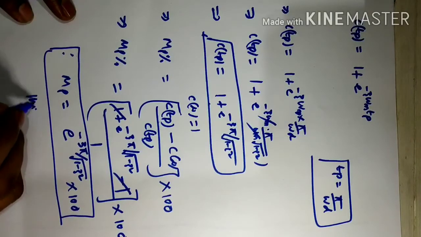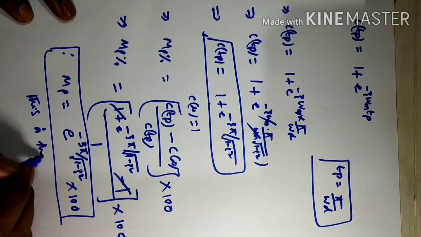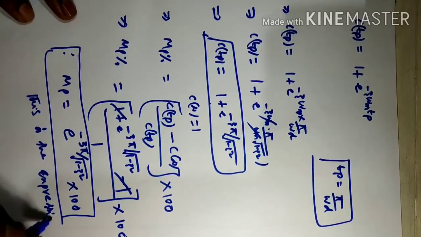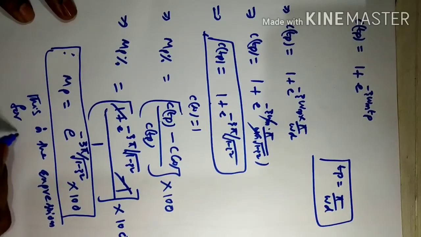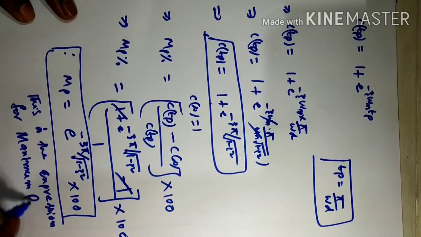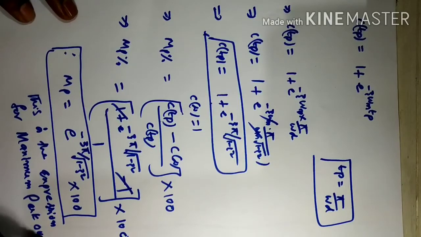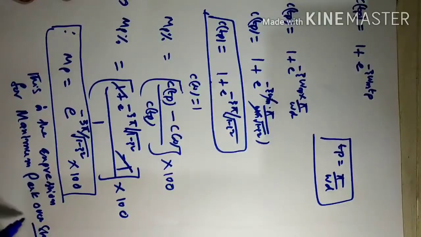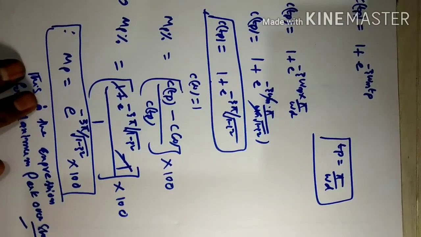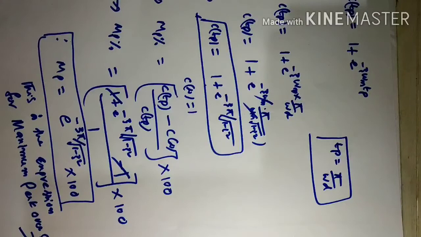This is the expression for maximum peak overshoot. Next we are going to derive the expression for settling time.